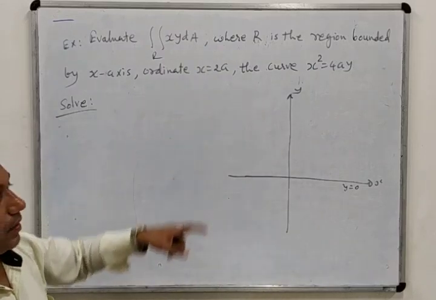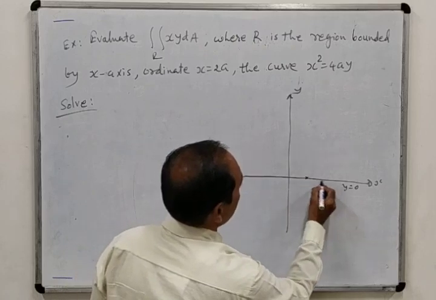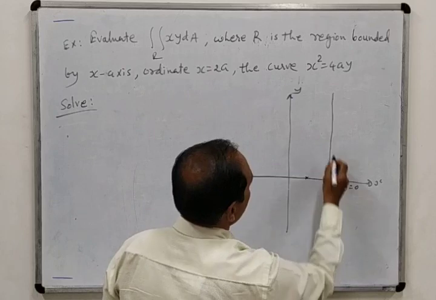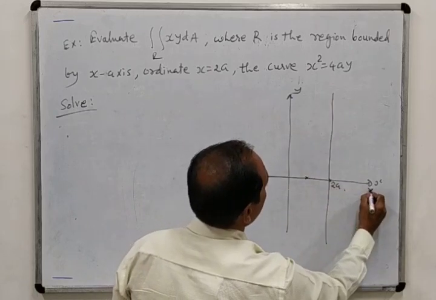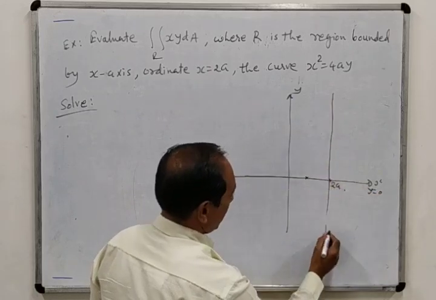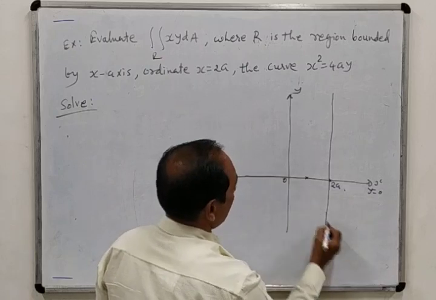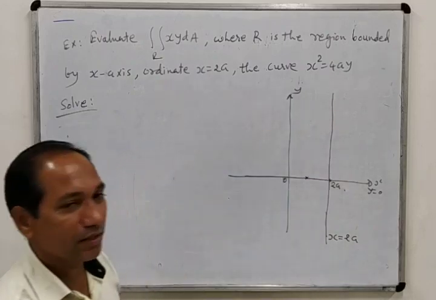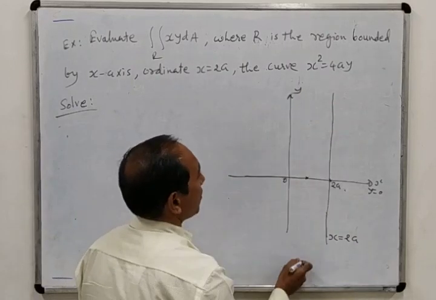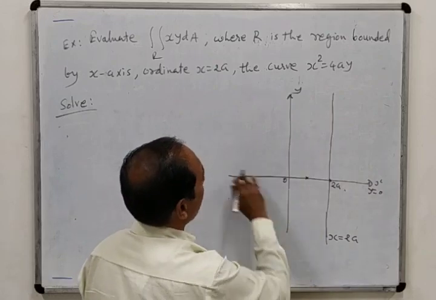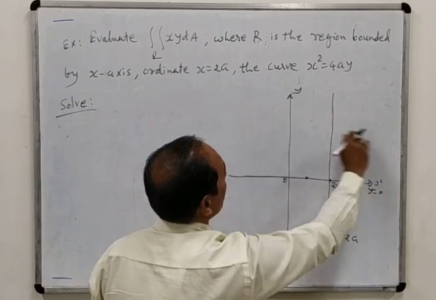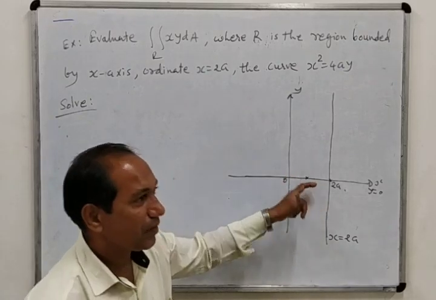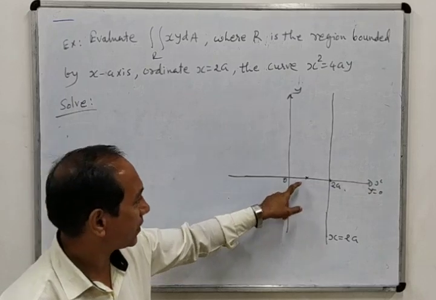Then x equal to 2a. X equal to 2a means suppose this is a and this is 2a. So x equal to 2a passes through this point. You must be knowing, this is nothing but the equation of a straight line. If x equal to 1, also we can draw a line. X equal to 2, we can draw a line. If y equal to 1, we can draw a line in this way. Y equal to 2, we can draw a line in this way. So here, x equal to a is here. Approximately we can take. Exact scaling is not required.